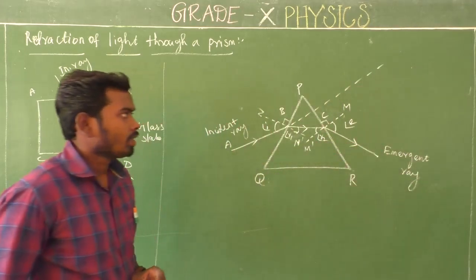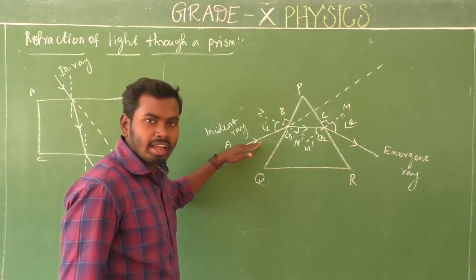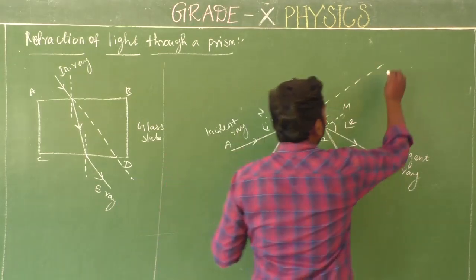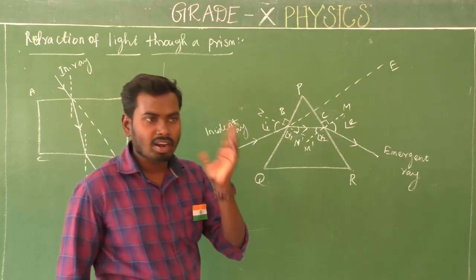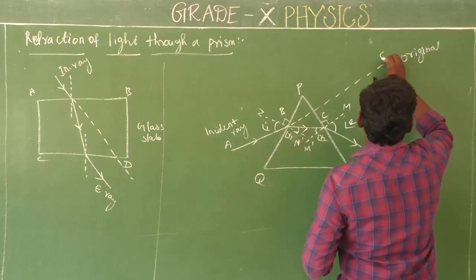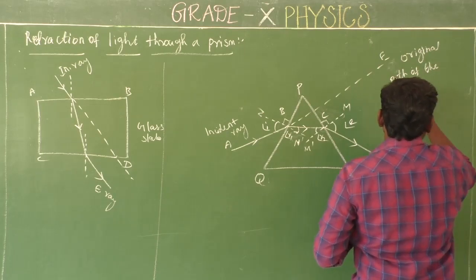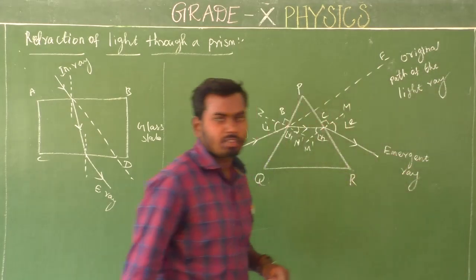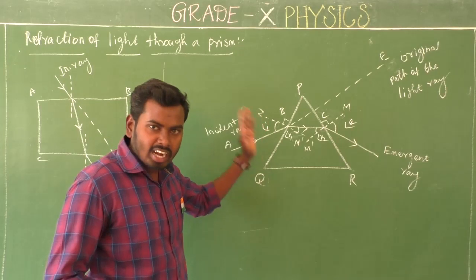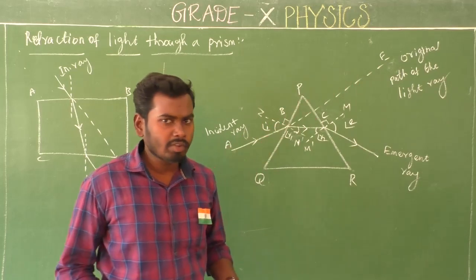Note this point, very important. If the glass prism is not here, the incident ray's path will be a straight line. Am I right? So it will be AE. AE is the original path of a light ray. If the glass prism is not here, AE will be the original path of the light, because light will travel in a straight line. Already we know that. Is it clear?